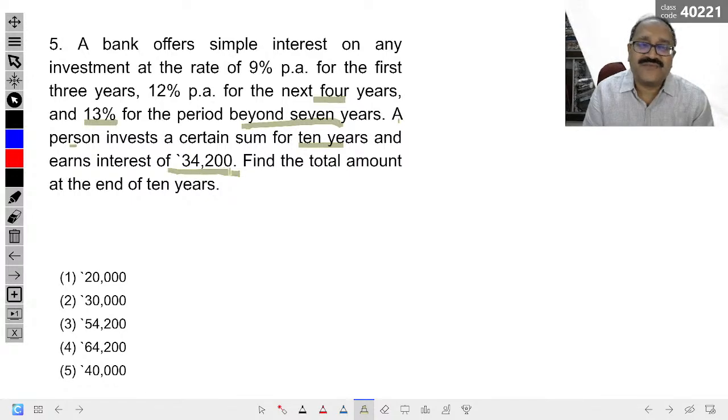Here, what is this 34,200? It's interest. I need amount. Principal plus interest. You can do it, Aman. You can do it, Nilambad. You can do it, Vidisha. And I am sure Poonam will also be able to answer the question. Dhan Reddy will be able to answer the question.